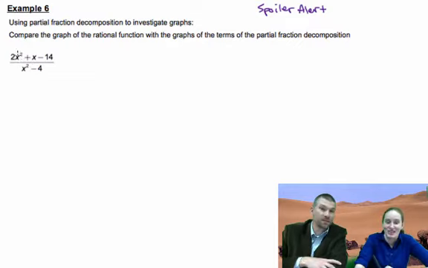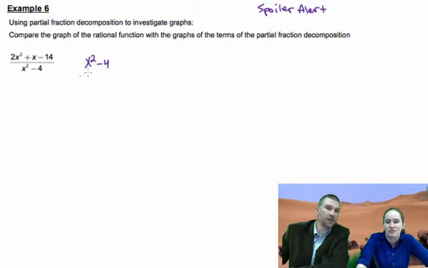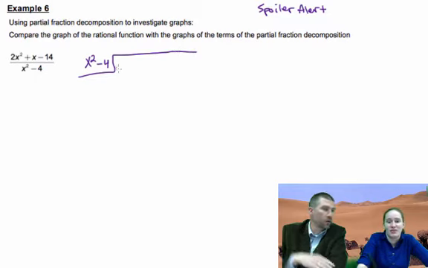This whole time we've been saying, check the degrees. They're the same degree, so that doesn't work. We have to start this off by doing long division. But that's okay. Don't be afraid of long division. This is some of the easiest long division of all times.